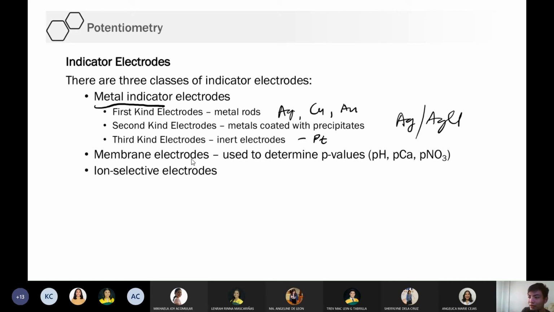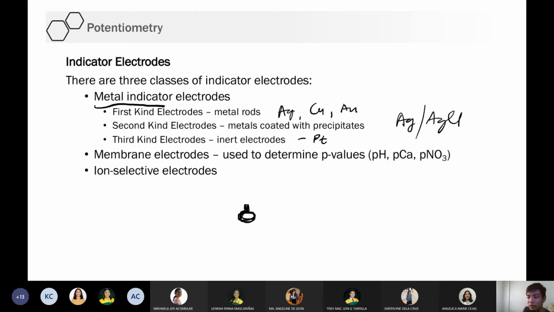Next one, the membrane electrodes. Membrane electrodes, these are used to determine the P values. Ayan. We have the pH, PCA, PNO3. Okay. So, ano itsura ng membrane electrodes? Yun yung nasa pH meter. Di ba sa ilalim nun may bilog na glass? Tapos nakakonekta yun. Ano sabi ng teacher nyo? Huwag nyo hawakan yung bilog na glass na yun sa ilalim. Bakit? Magagalit siya.